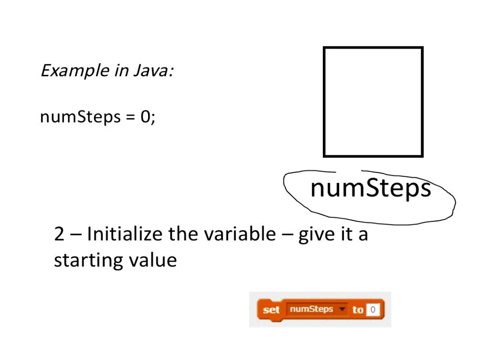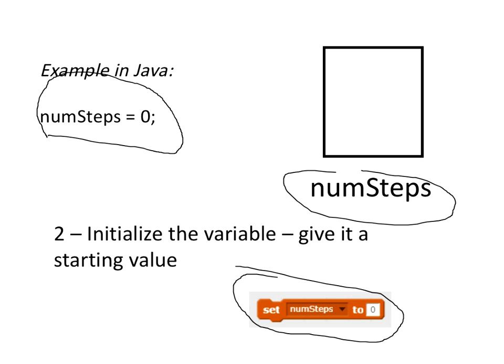So let's say we're making a step counter. In this case, we're actually going to be counting Scratch's steps in a program in a moment. Every time Scratch moves, we're going to increase the number of steps variable by 1, but we need to start off with 0. So as soon as I type in numSteps equals 0, if it was in Java, this is how you would initialize it: you just put an equal sign and type in 0. In Scratch, we use the set block.